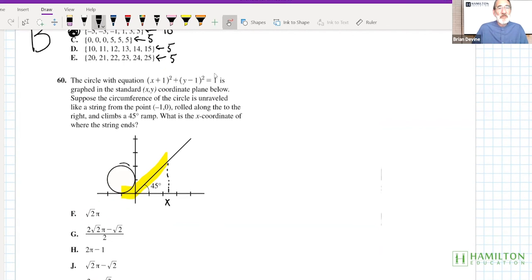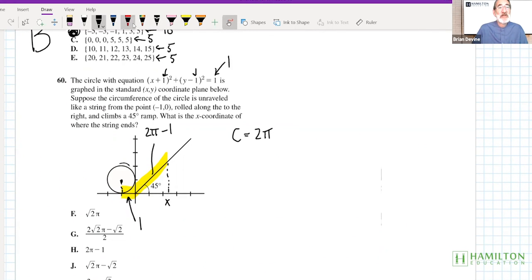Well, we can see that the radius of the string is 1. We can see from the equation that it's centered at negative 1, 1. So with a radius of 1, then the circumference of the string, or length of the string, should be the circumference of the circle, which is 2 pi. This first part right here is going to be 1 unit long. So the part that goes up here is going to be 2 pi minus 1 unit.